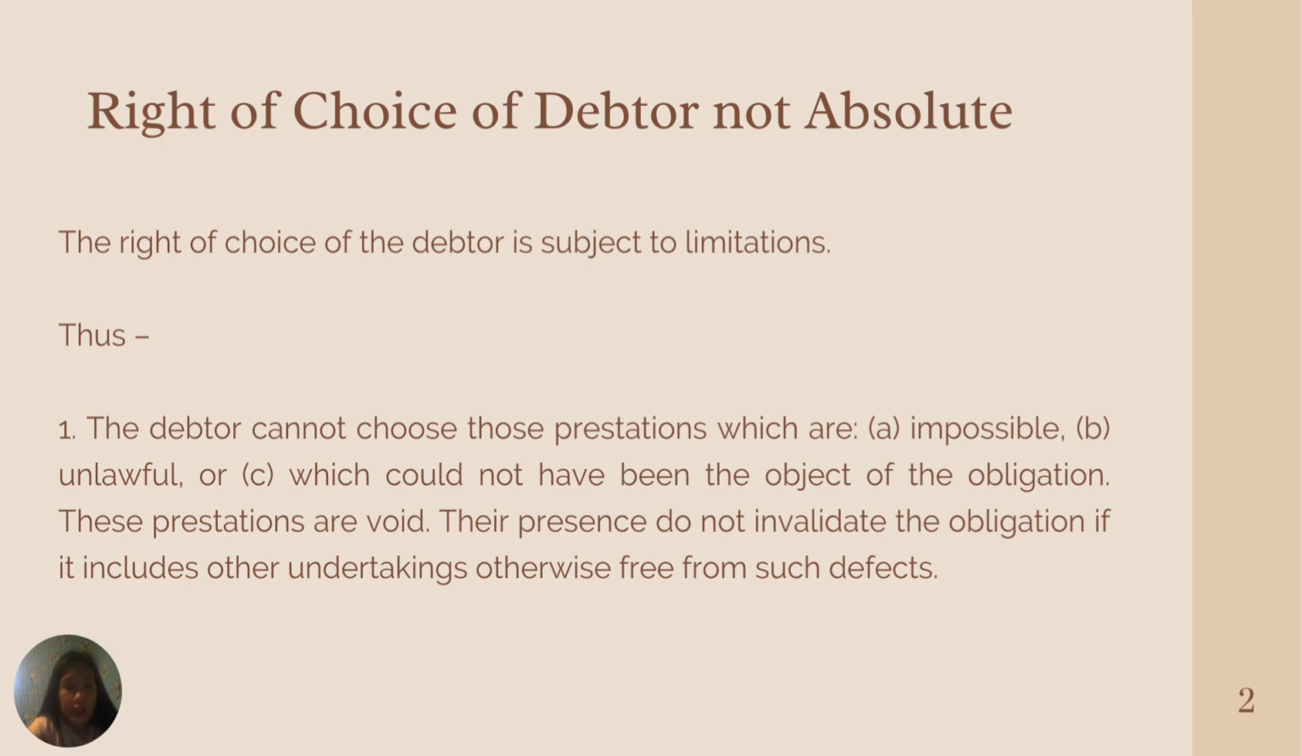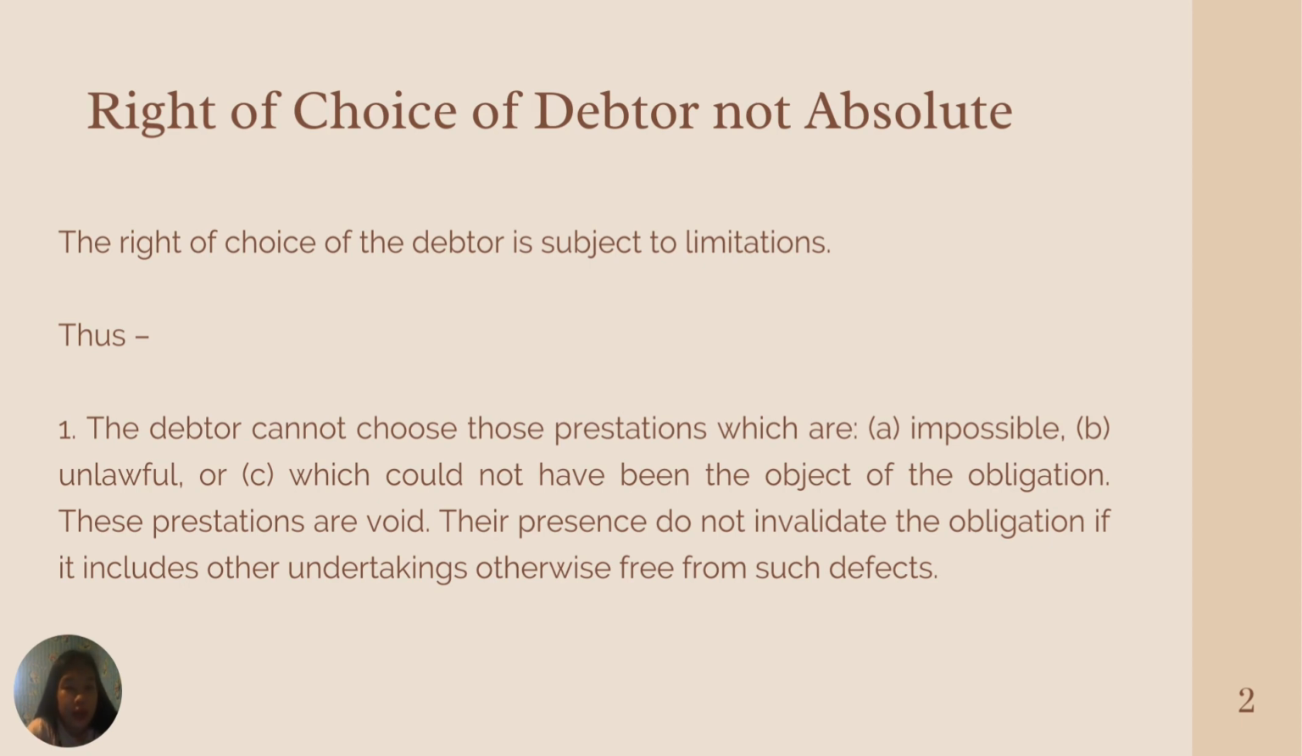For example, of impossible obligation, Mara promised to deliver to Clara 10 sacks of rice or a Bulova wristwatch or soil from Jupiter. Here, Mara cannot choose to deliver soil from Jupiter as it is physically impossible.